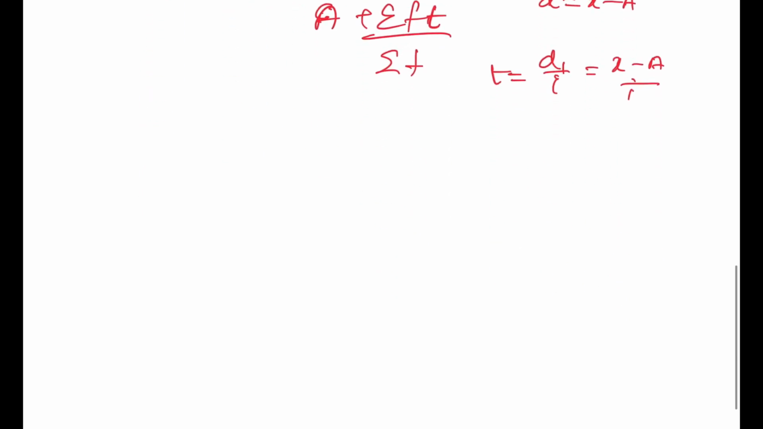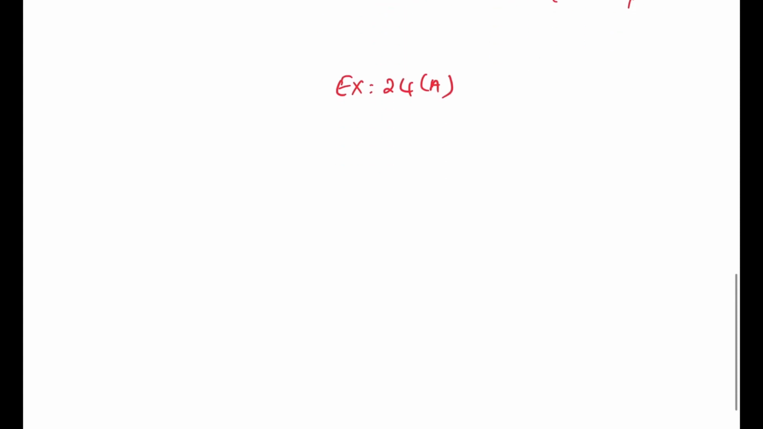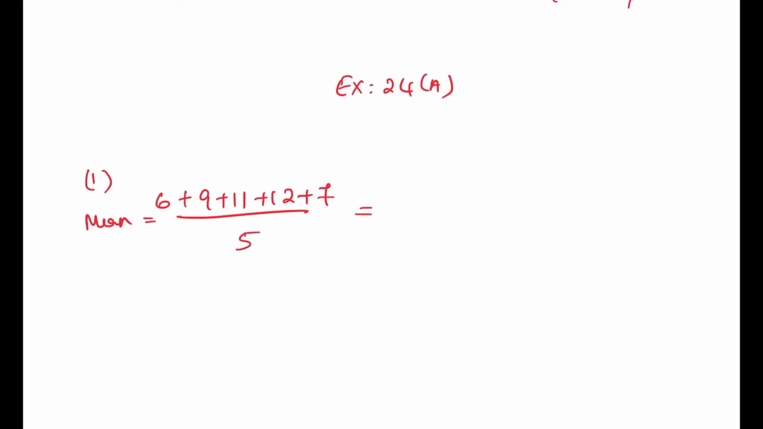Starting with exercise 24A. First question: find the mean of the following set of numbers. I'll do one question from this. First question itself: we have 6 plus 9 plus 11 plus 12 plus 7. Mean equals, adding all this, divided by 5. When you add this, you will get 20, plus 26, 36, 37, 38. 38 plus 7 is 45. 45 divided by 5 is equal to 9. So 9 will be the mean for this.